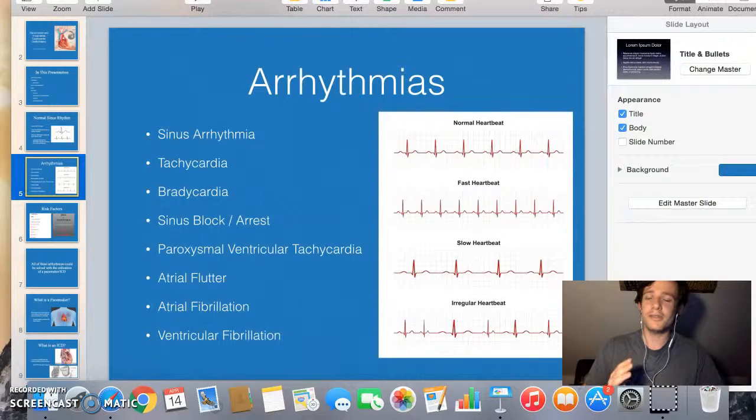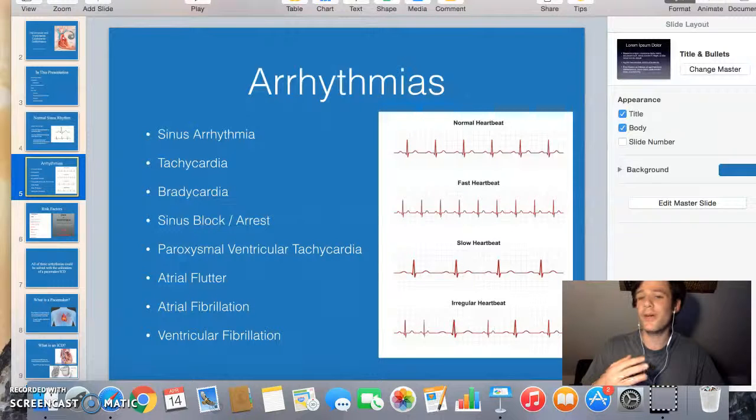So these are the arrhythmias. These are just some, there's many more. In this one, we will go over sinus arrhythmia, tachycardia, bradycardia, sinus block and arrest, PVT, atrial flutter, AFib, and VFib. So sinus arrhythmia is basically just an irregular heartbeat. It does not come around rhythmically. Tachycardia is a heart rate of above 100 beats per minute. Bradycardia is a heart rate of below 60 beats per minute. Sinus block and sinus arrest are both blockages in the conduction system that could slow the rate of the heart.